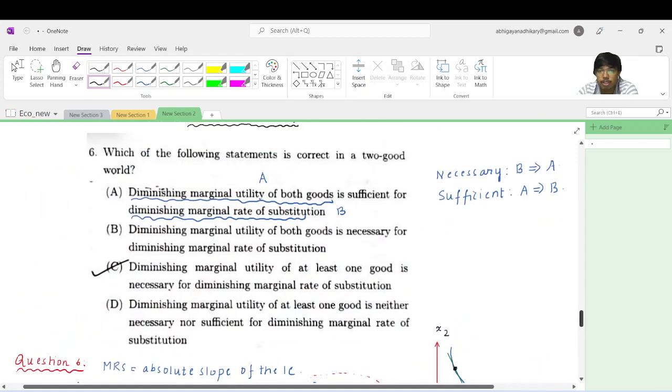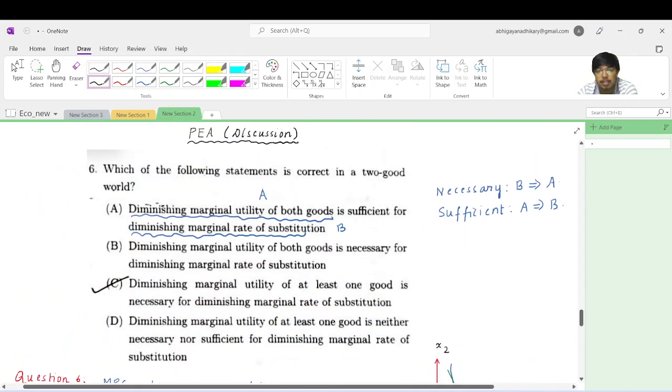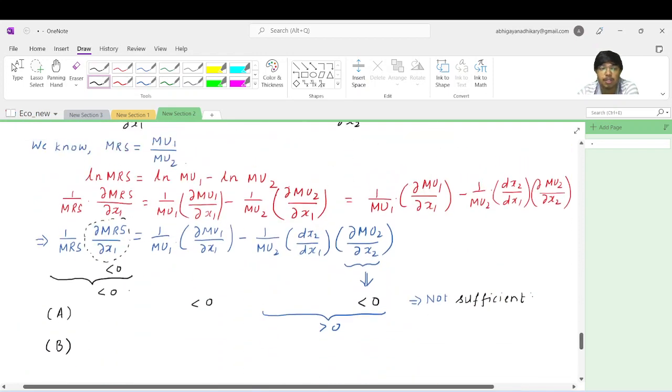Coming to option B, the second option. What does the second option tell us? It tells us to check the necessary condition. Necessary condition means B implies A. That means when there is diminishing marginal rate of substitution, both the goods have to necessarily exhibit diminishing marginal utility. That means if the left side is negative, both these two terms have to be negative. It may be, it may not be, right? We can't really judge. So this is not necessary as well.